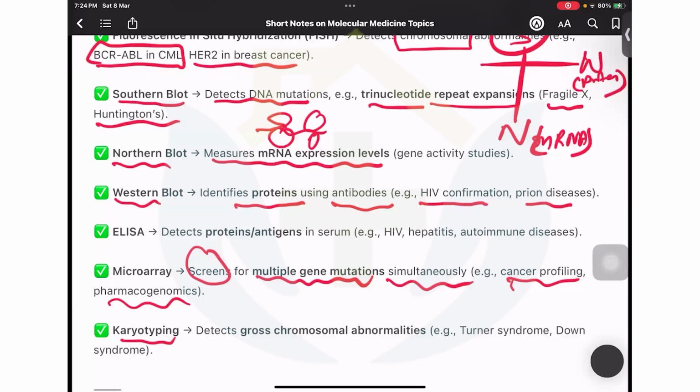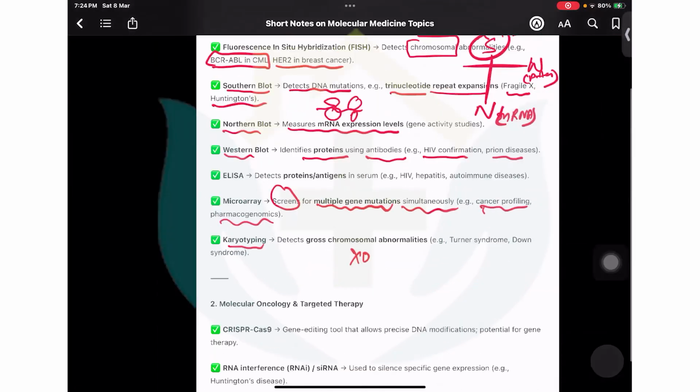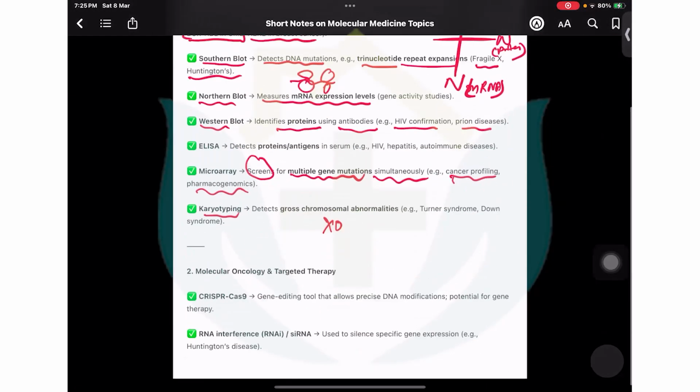Then is karyotyping. Karyotyping is a very beginner level diagnostic technique where you actually detect gross chromosomal abnormalities. For example, XO. So one X chromosome is absent. How do you do that? You don't need to do gene mapping here. You don't need to do microarraying here. You don't need to do ELISA here. All you need to do is karyotyping. Down syndrome. So this was about the genetic testing technique.